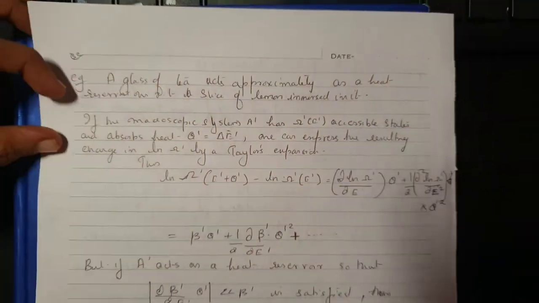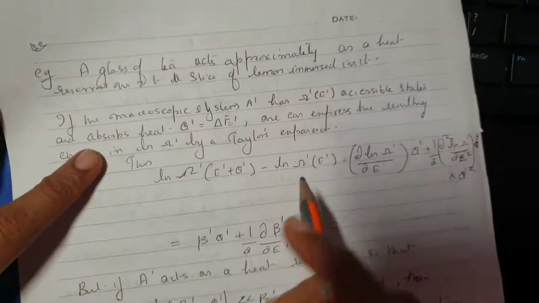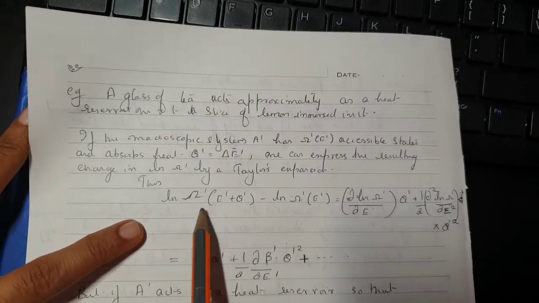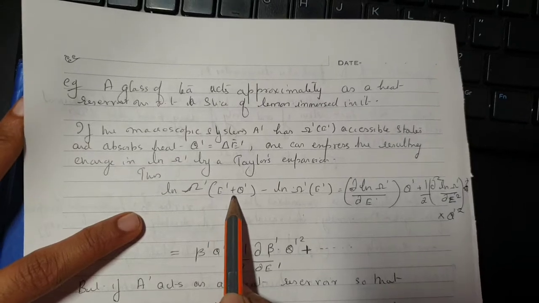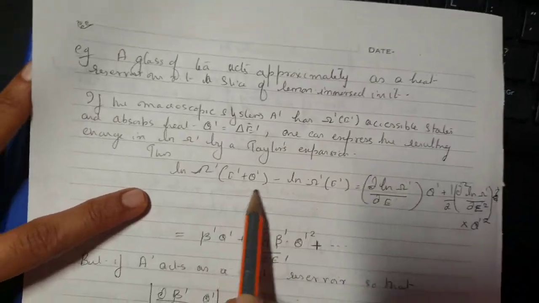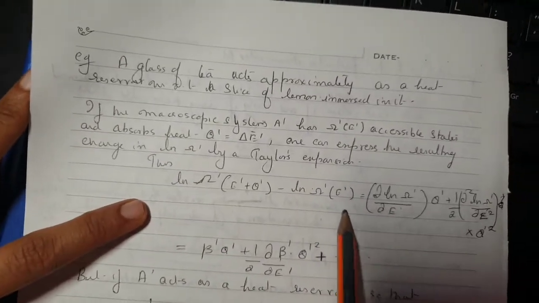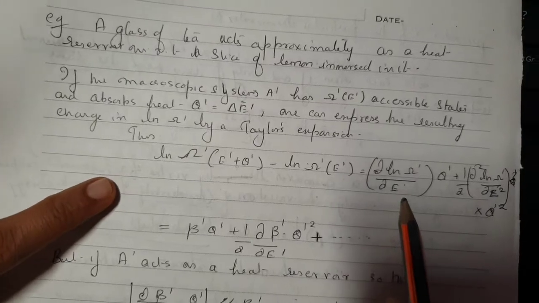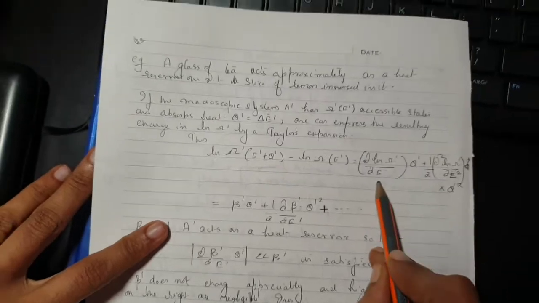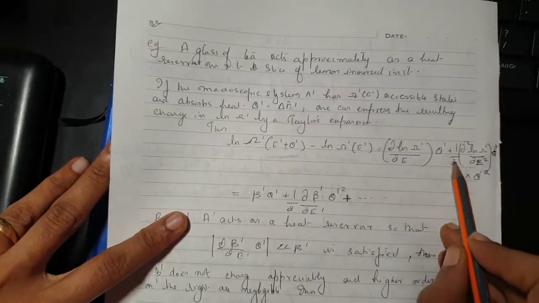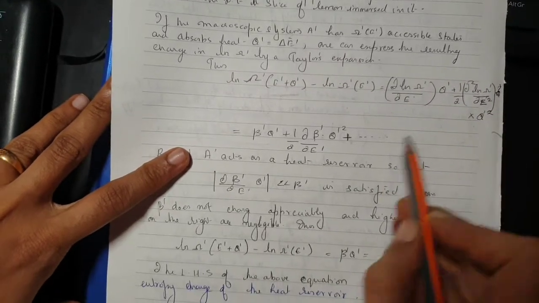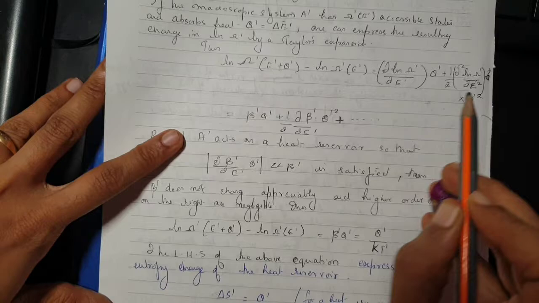Okay, this example I have written. This change in beta divided by energy can also be written as ln omega of E dash plus Q dash minus ln omega of E dash. This is the energy absorbed minus the original energy. We can write this in the form of a Taylor series expansion. So you can write it like this: dou ln omega dash by dou E into Q dash, plus half dou square ln omega by dou E square multiplied by Q dash square, and so on. These terms will keep on going like that.